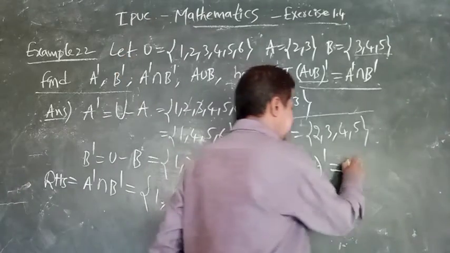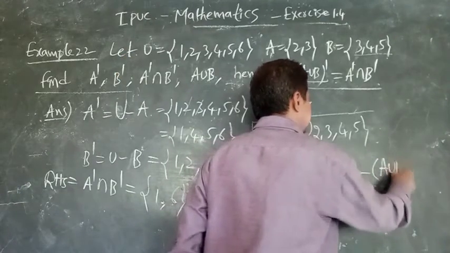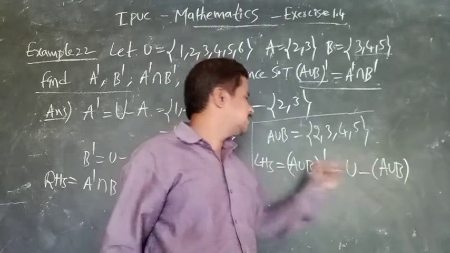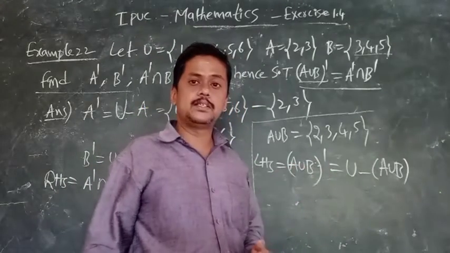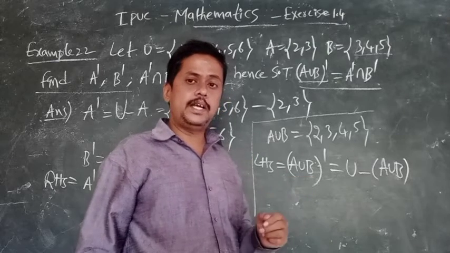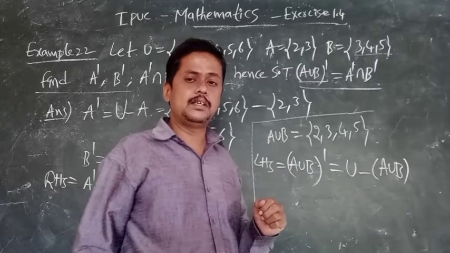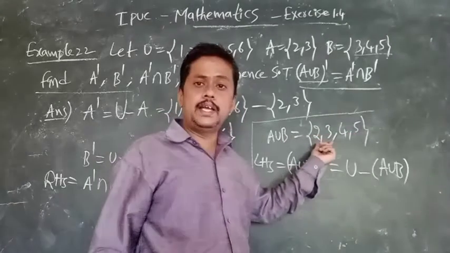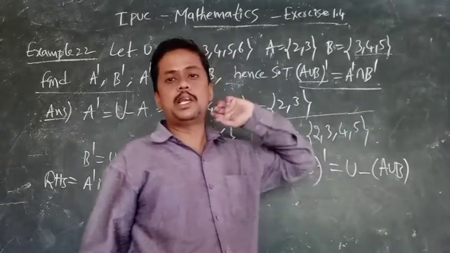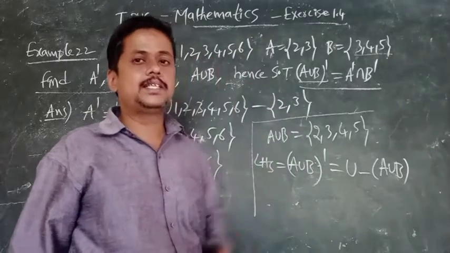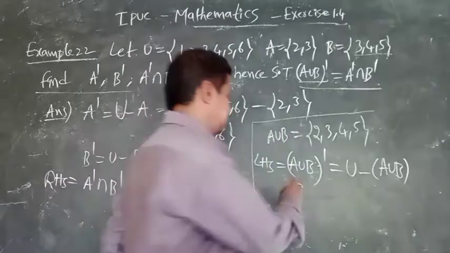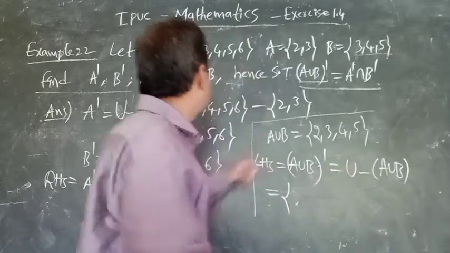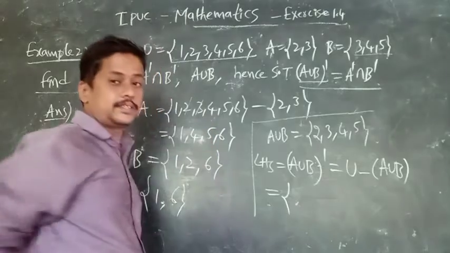So U minus A union B. Okay. A union B whole dash equals U minus this value. B dash is U minus B. C dash is U minus C. M dash is U minus M. A union B whole dash is U minus A union B. Like that you have to analyze the technique. Okay. U minus, U is already there. See here, 1 2 3 4 5 6 is there.